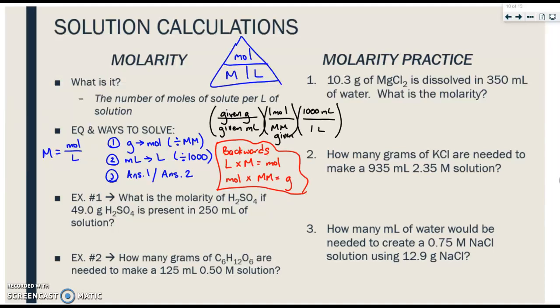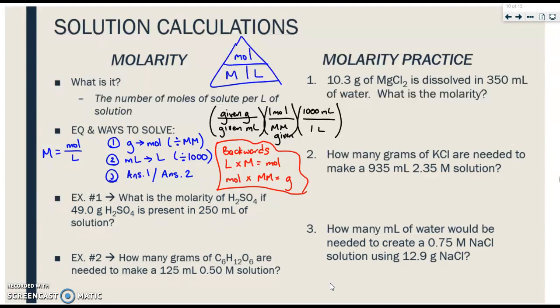This is our third and final video on solutions. In our last video, we had just discussed the different ways to solve a molarity problem, either in steps or using dimensional analysis, and we had also discussed how to solve a backwards problem. Let's do the two examples. What is the molarity of H2SO4 if 49 grams of H2SO4 is present in a 250 milliliter solution?